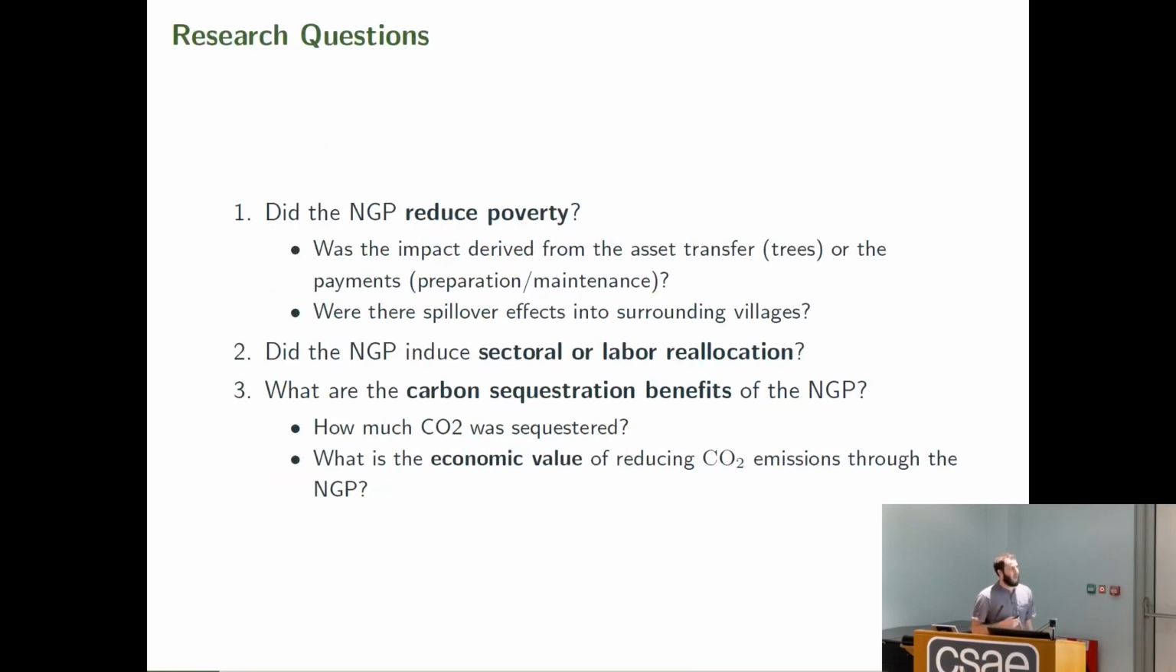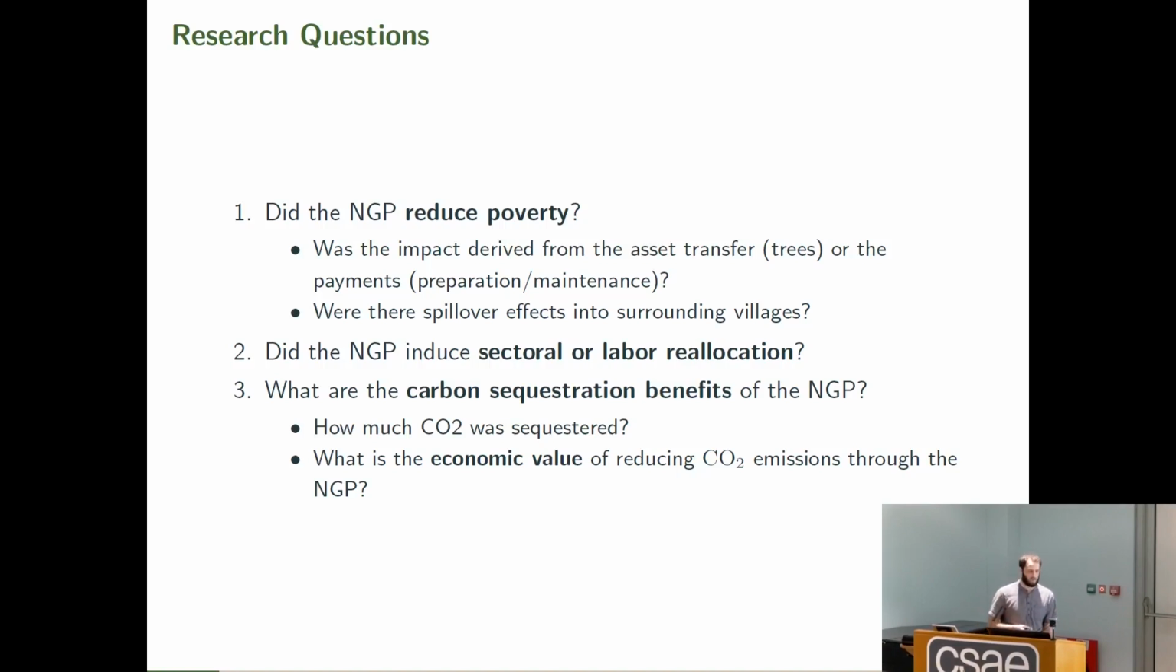So the research questions we're going to ask are, did it reduce poverty? Was the impact derived from the assets, or was it derived from the payment, disentangling the different contributions that each of these is making? We're also going to look at the village level, and we'll be able to see spillover effects into surrounding villages.